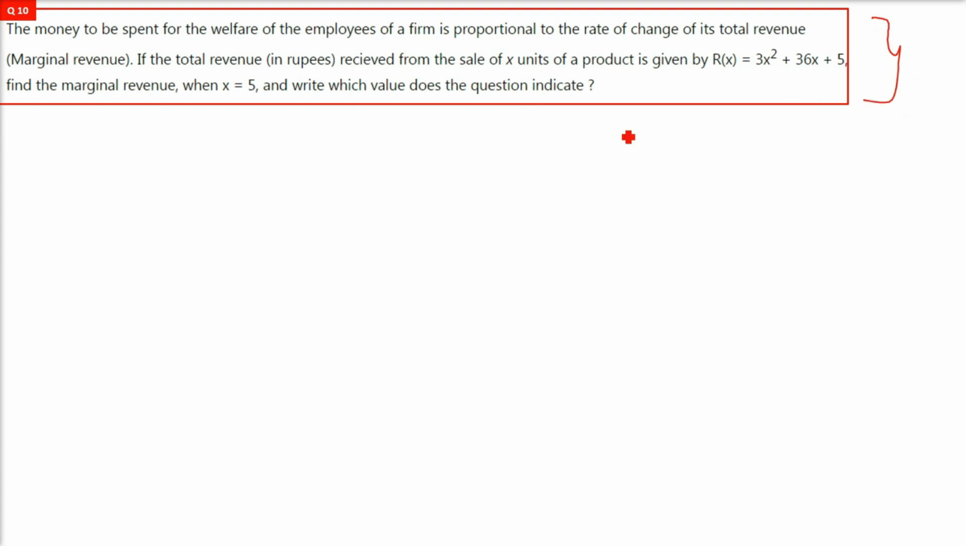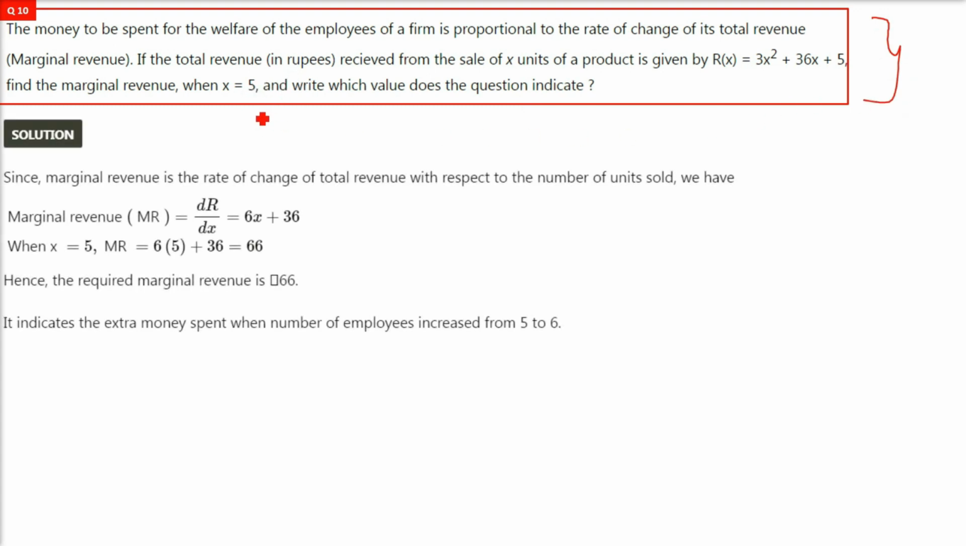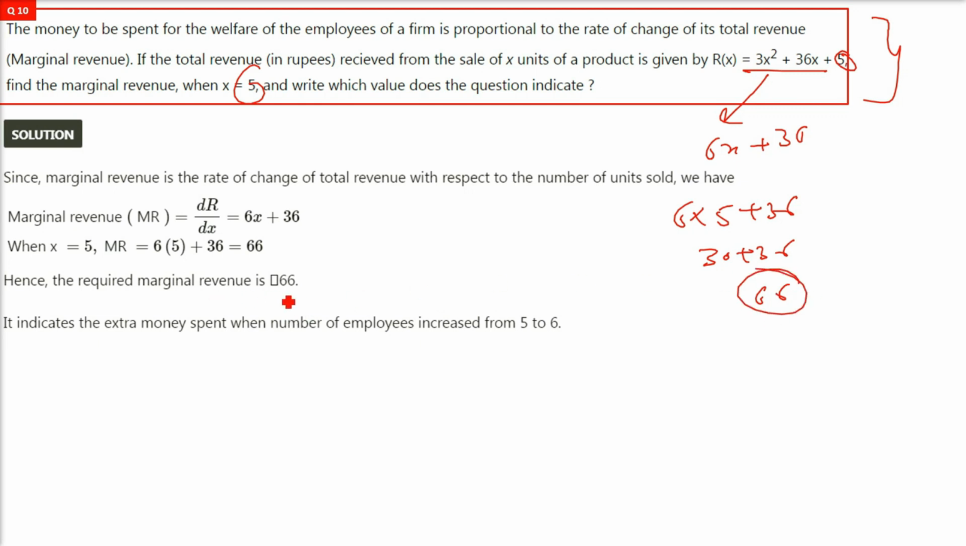So the question has a lot of things here, but we don't have to worry because we are only interested in the differentiation. When this question comes in your exam, you might be perturbed, wondering which chapter it is from. But from this chapter, we know that we have to differentiate it. So we differentiate: 3x square will be 6x, 36 will be 36 only, 6 into the value x equals 5. The required marginal revenue will be 66 rupees.